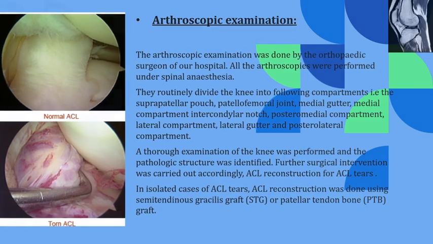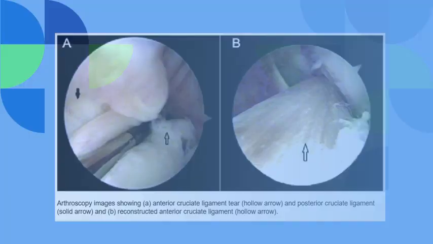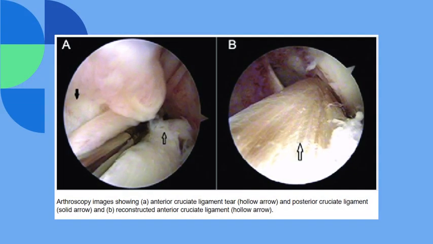Now these are the images of the arthroscopy. The first image shows the anterior cruciate ligament tear, which is shown by the hollow arrow, and the second is the normal posterior cruciate ligament, which is shown by the solid arrow. In the third image, it shows the reconstructed anterior cruciate ligament, which is shown by the hollow arrow.